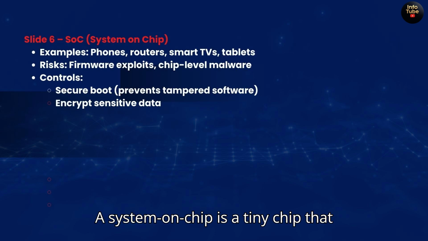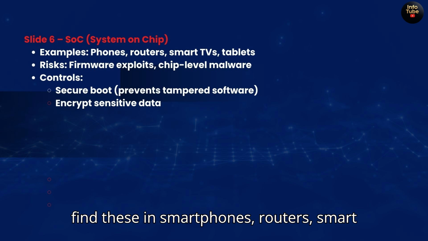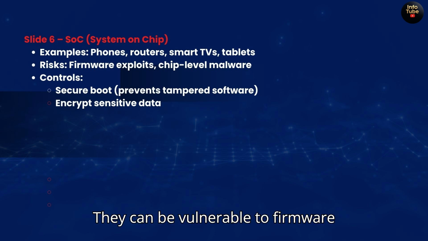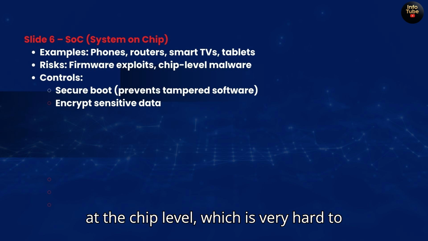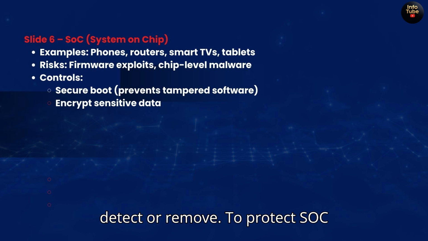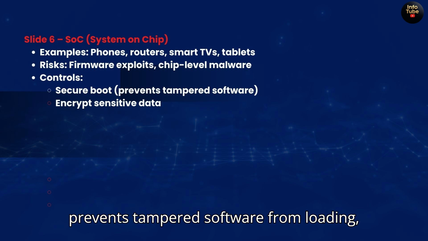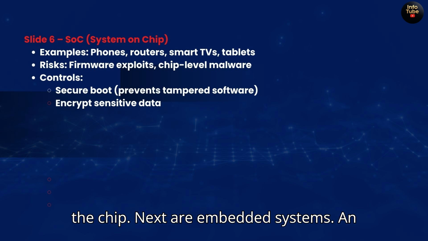A system-on-chip is a tiny chip that contains a full computing system. You can find these in smartphones, routers, smart TVs, and many embedded devices. The risk? They can be vulnerable to firmware exploits. Attackers may install malware at the chip level, which is very hard to detect or remove. To protect SoC devices, we use Secure Boot, which prevents tampered software from loading, and we encrypt sensitive data stored on the chip. Next are embedded systems.